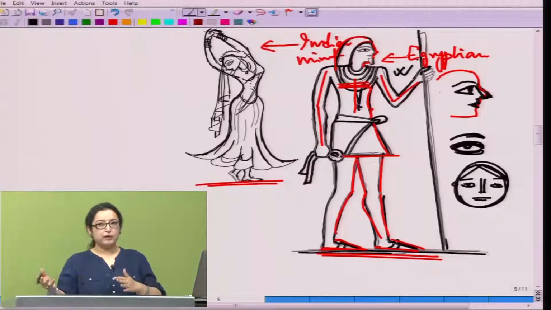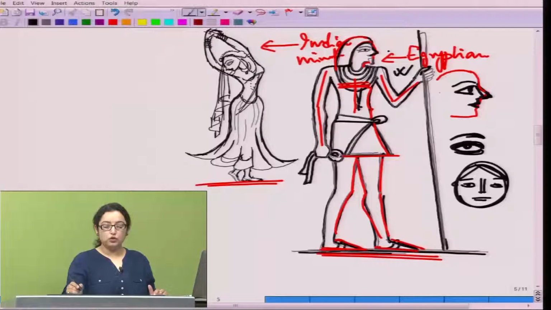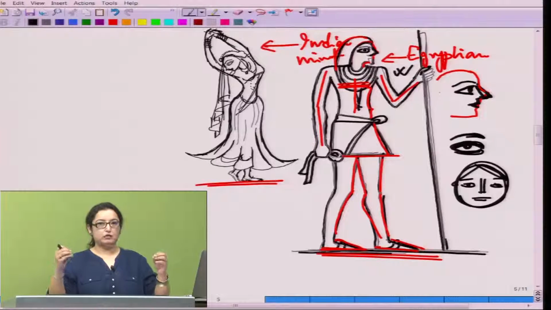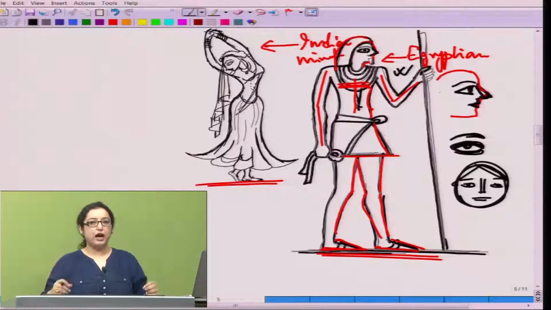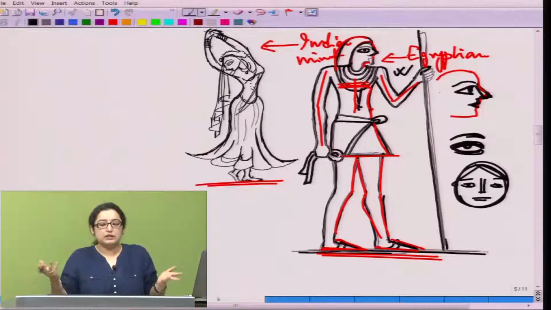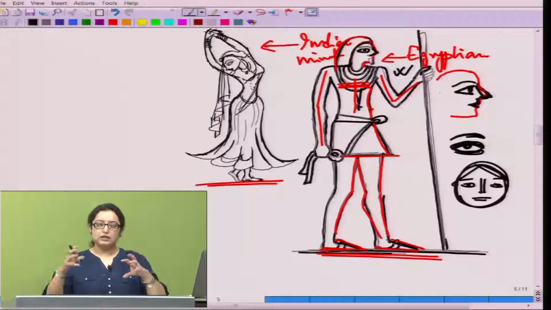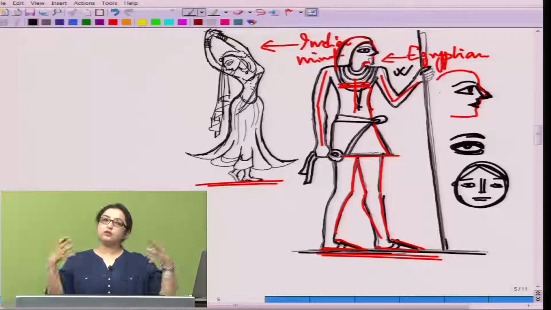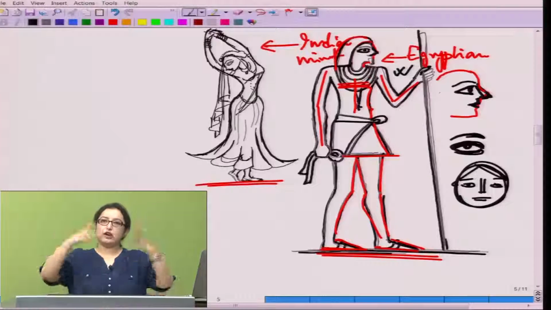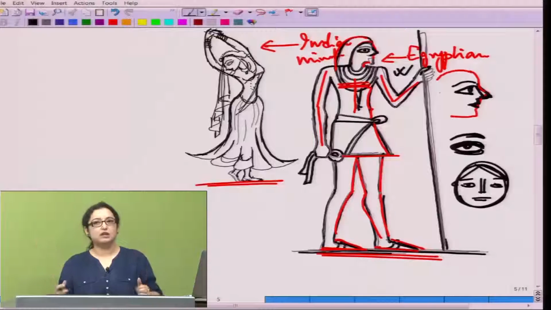It is like in profile. So, you get the length of the nose, and the frontal view of the eye. So, the width of the eye, the length of the nose and everything is there in front of you. So, this is one way of combining different views and trying to create something which is also equally convincing.